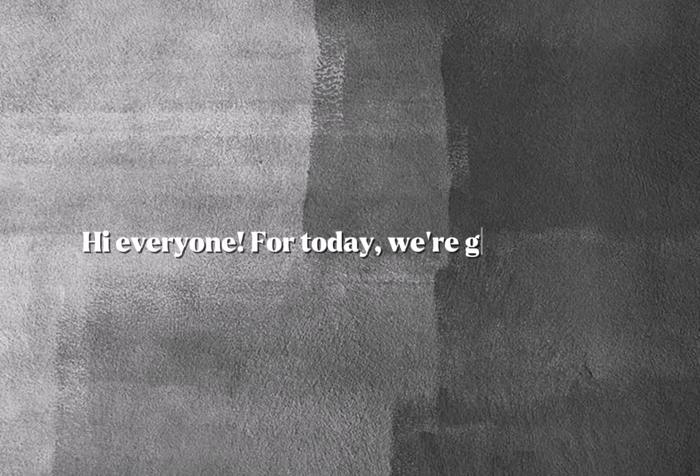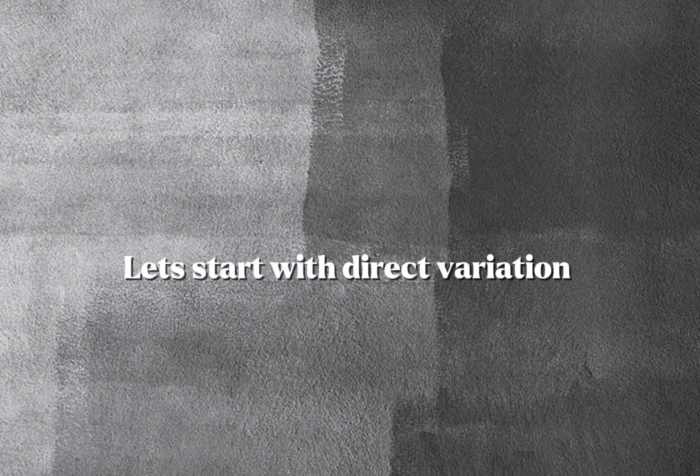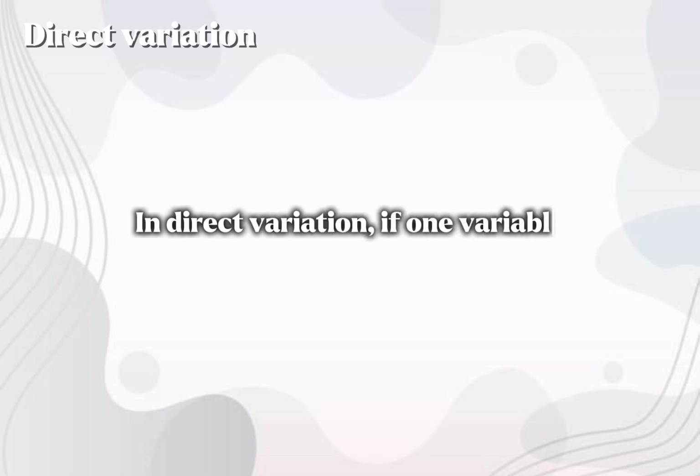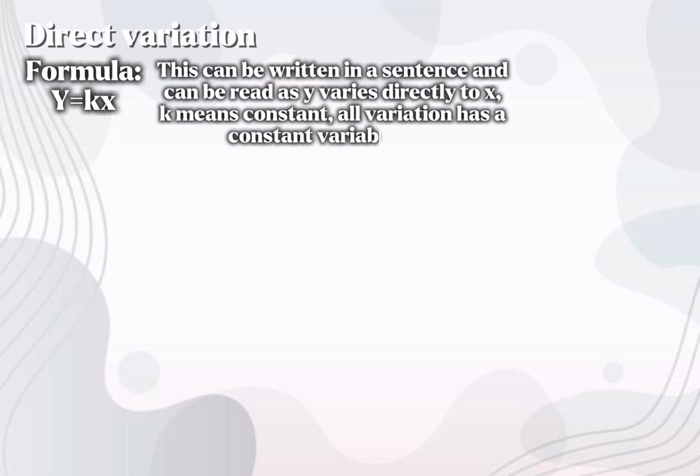Everyone! For today, we're gonna be talking about inverse and direct variation. Let's start with direct variation. What is direct variation? In direct variation, if one variable increases, the other one increases. The formula is y = kx. This can be written in a sentence and read as y varies directly to x. k means constant, a constant variable.